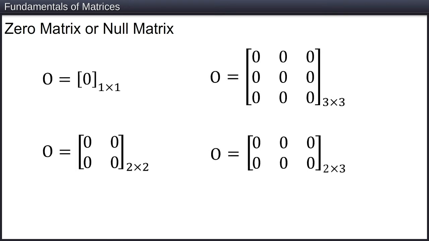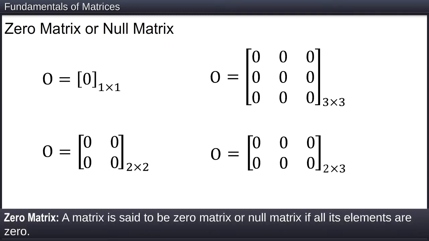When every element of a matrix is 0, the matrix is called a zero matrix or null matrix. A matrix is said to be a zero matrix or null matrix if all its elements are 0.